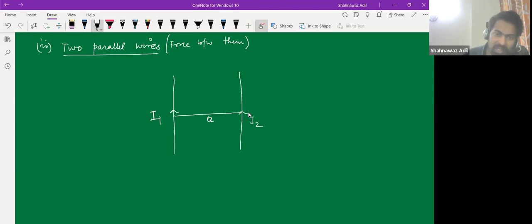So you see that if I calculate the magnetic field at this point due to this I current, this is an infinite wire, right? Infinite wire, and I have this point. So what would be the magnetic field on the right hand side?